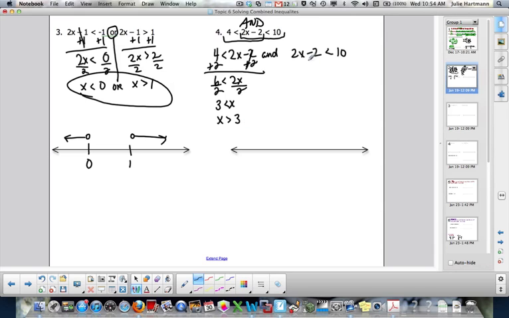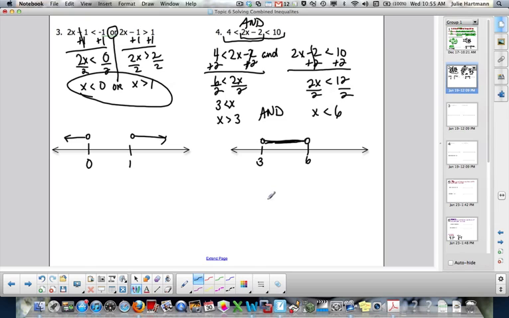Okay, over on this one, we add 2, so you have 2x is less than 12, divide by 2, x is less than 6. This is an "and" statement, so I have x greater than 3 and less than 6, which means I have just what's in the middle.